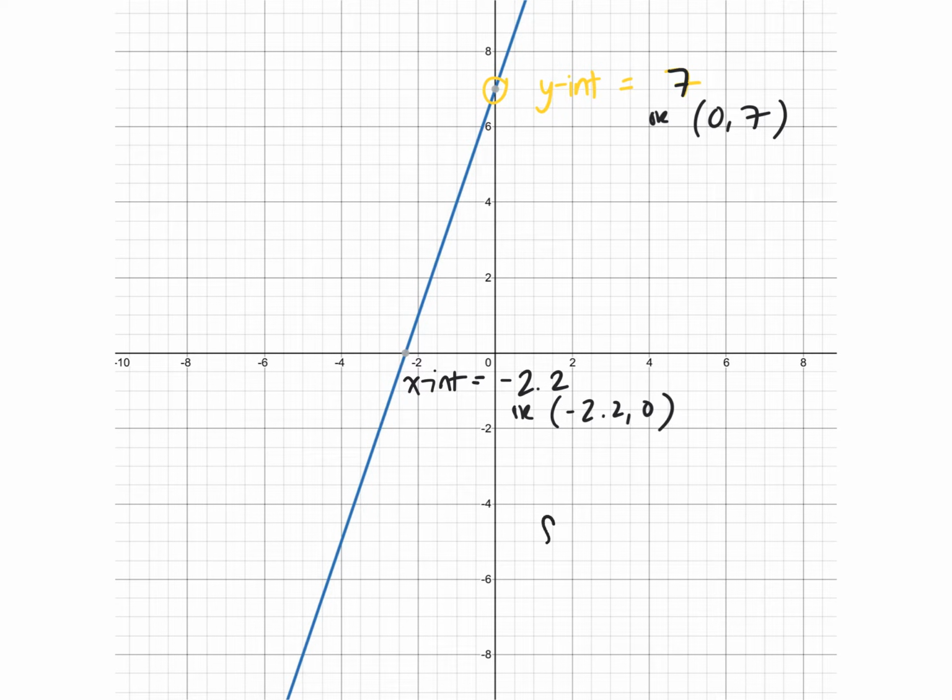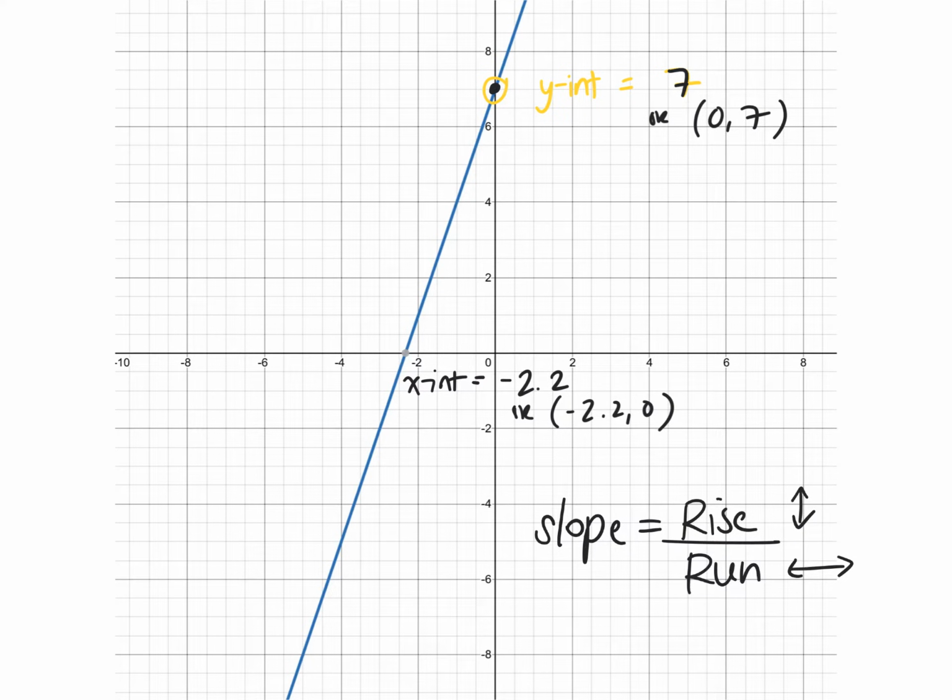Now we want to figure out what is the slope of this line. And if you remember, slope is equal to rise over run. And the rise is the distance in the y values. So it's the vertical distance, and the run is the difference in the x values. It's the horizontal distance. So we can just pick any 2 points on the line that are easy to read.